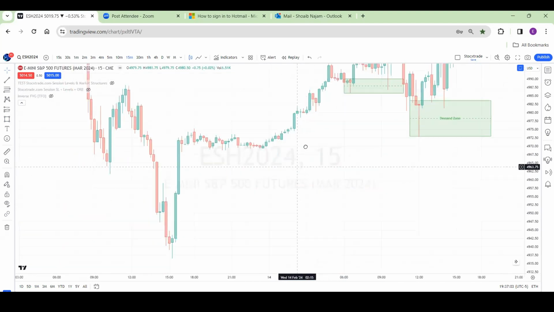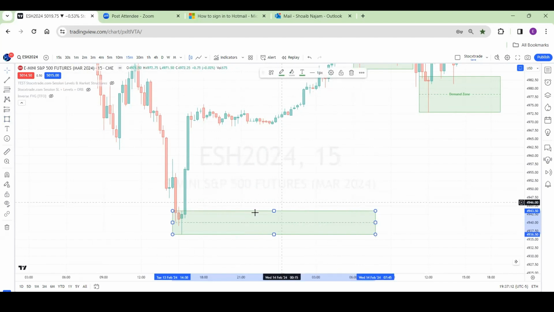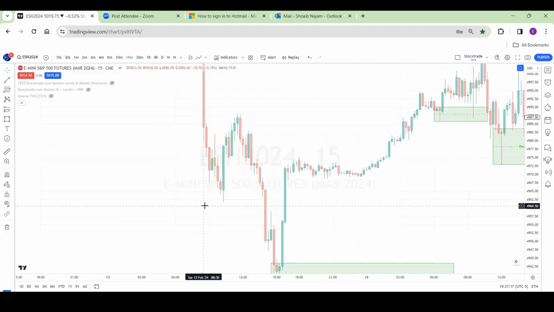Okay, where are my demand zones? This is the last candle. This is my demand zone. In this green candle also, you see that the body is really short compared to the whole candle. So this is my demand zone. Okay, another area, this is the last candle, the green one.